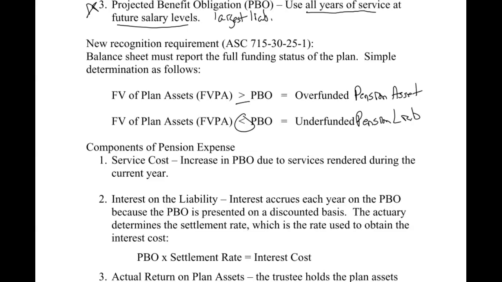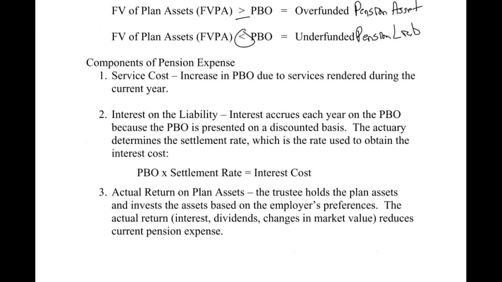And then we also need to figure out what the pension expense is that's going to be on our income statement. All right, so there are 5 components of pension expense. First, we have service cost, the increase in the PBO due to years of service rendered during the current year.